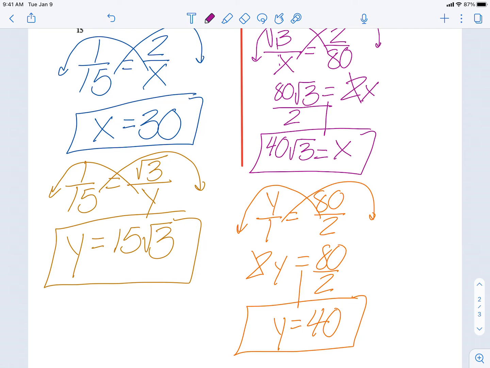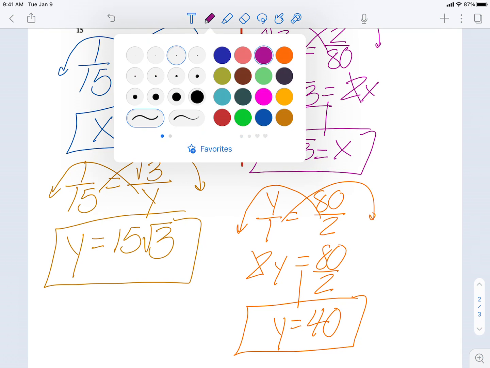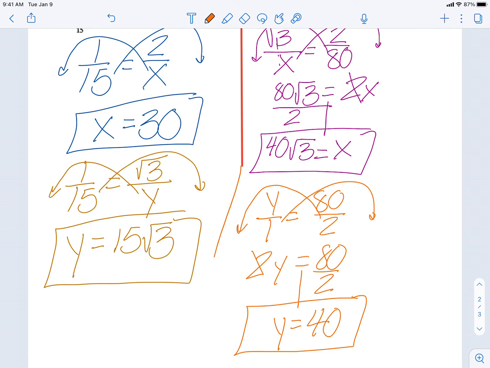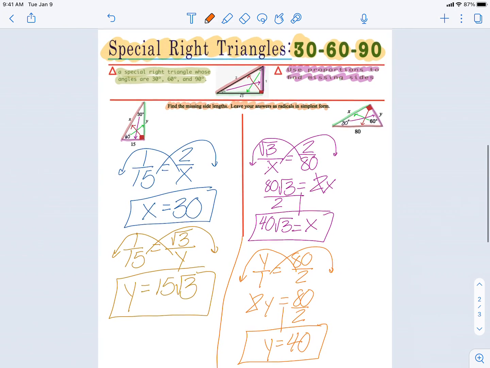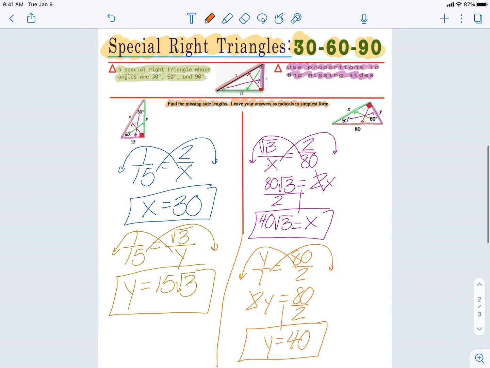And those are our missing sides, and we found those using our proportion. Find similarity, set up a proportion, and you will find your solutions. And there you go. This is our special right triangles 30, 60, 90 video lesson.